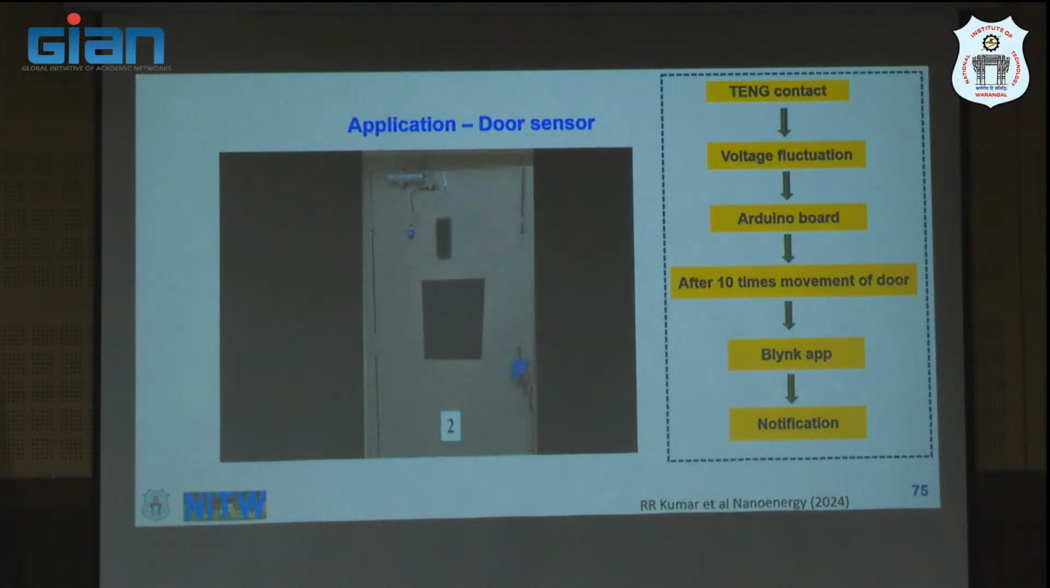Now you can see it is counting the number. The moment it reaches 10, it will send an SMS to the mobile. The mobile automatically receives the SMS from the Arduino board, which has an inbuilt Wi-Fi module, which connects through.